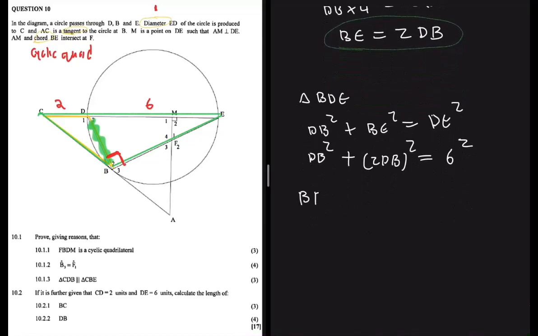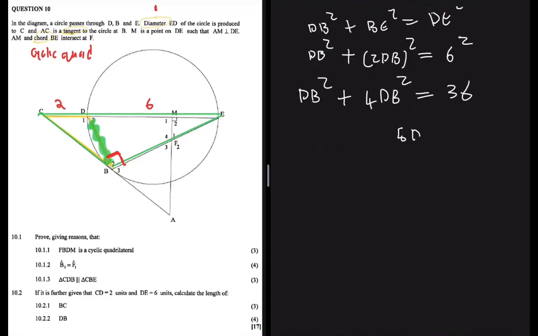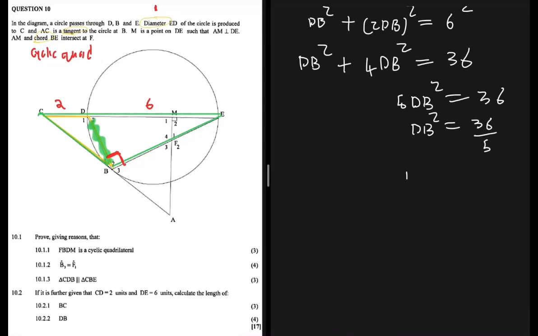So this will become DB squared plus 4DB squared equals 36. So we're going to have 5DB squared equals 36. Now we can divide both sides by 5, right? We're going to get DB squared equals 36 divided by 5. If you take square roots on both sides, you're going to get DB is equal to the square root of 36, which is 6, right? But then the square root of 5 is just square root 5.